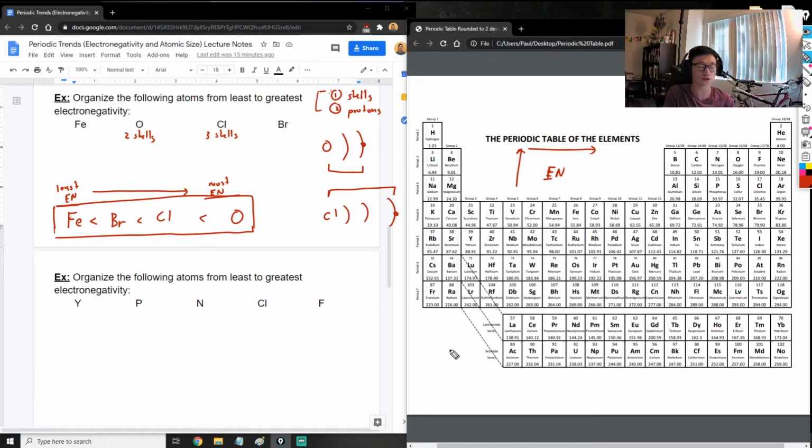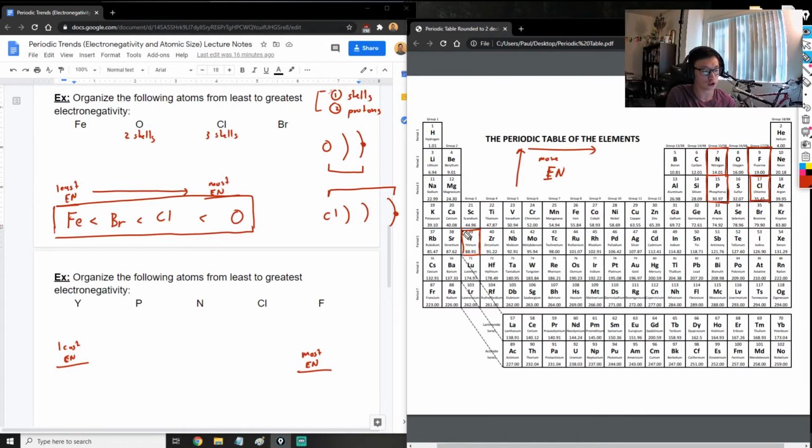Okay, so take a second to look for the atoms on the periodic table. We have Y, it's my favorite element to say, yttrium, and then we have phosphorus, P. We also have nitrogen. We have chlorine again, and we have fluorine. Okay, so we want to start from the least electronegative, and then go to the most electronegative. Alright, so let's look at the pattern. If we go up and to the right, it's more electronegative. So let's start with the least electronegative.